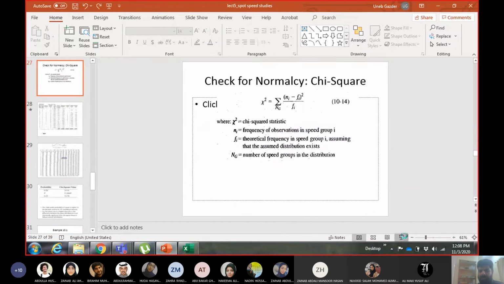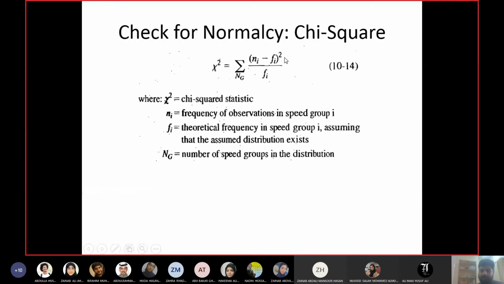So this is a chi-square test. This is the equation for a chi-square test, and please don't call it chai-square because I love chai. Okay, it's chi-square. So in order to calculate chi-square, you need two things, n and f. And remember, I'm talking about the speed data.